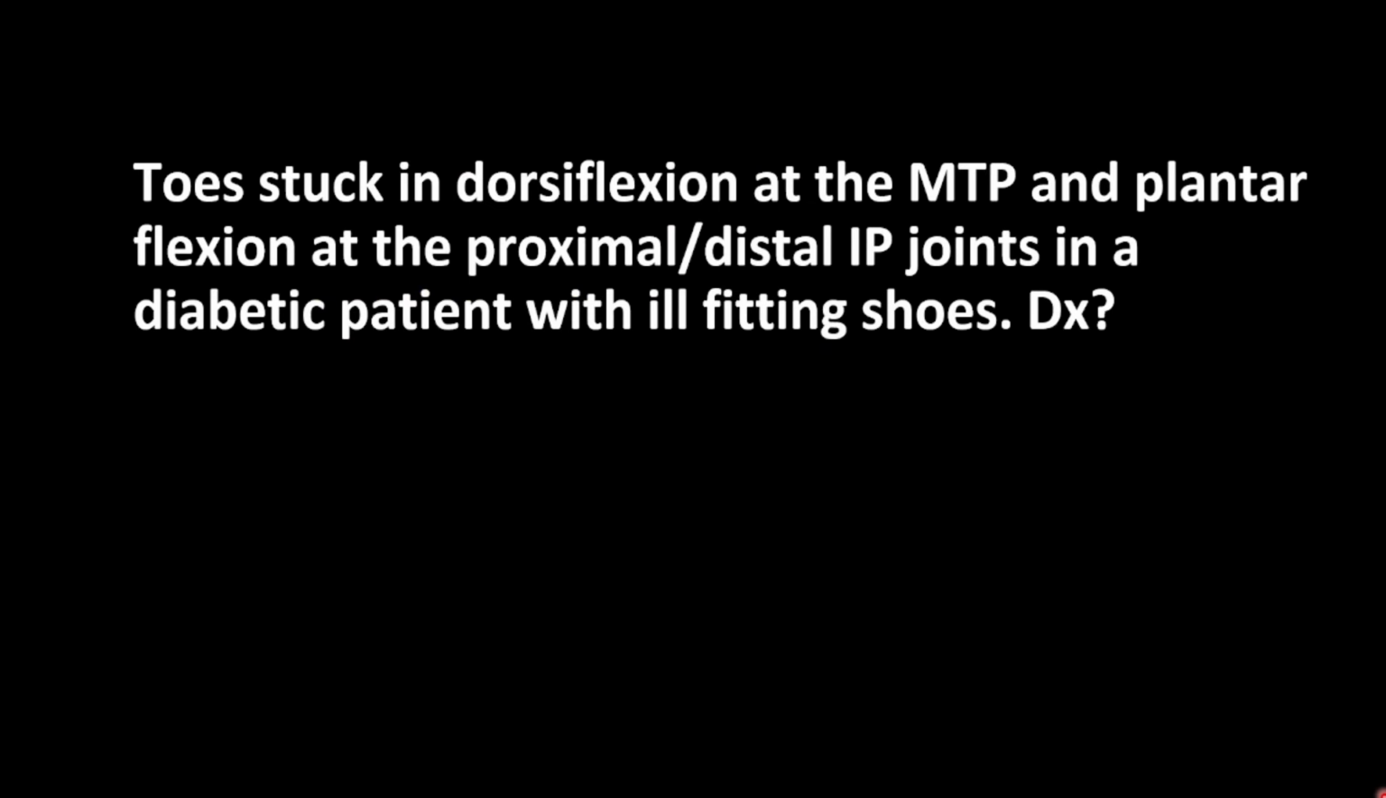All right, so let's say a patient presents with toes that are stuck in dorsiflexion at the MTP and plantar flexion at the proximal and distal IP joints in a diabetic patient. What's the diagnosis? So this is a claw toe deformity, and that's because of atrophy of intrinsic foot muscles due to degenerated motor axons, and then also decreased pain sensation and proprioception, most commonly associated with diabetes.